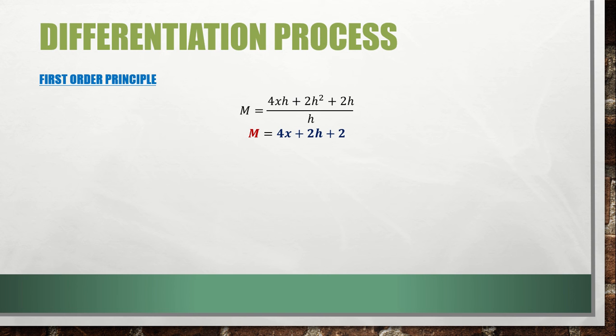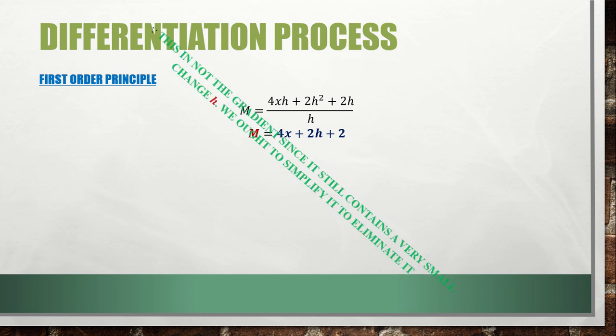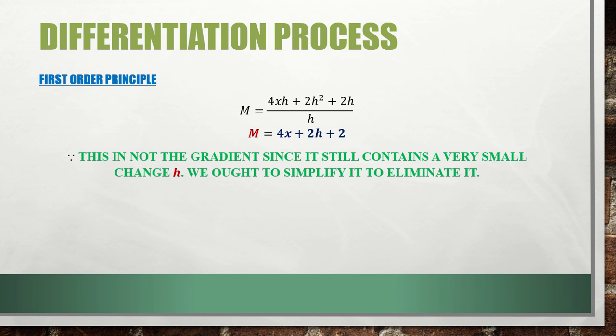If we take a small change in h, as we said, should that small change again reflect in the gradient? I suppose no. Then what do you think should be the answer? Because now I'm remaining with the h. This h should disappear. Take note. This is not the gradient, since it still contains a very small change, h. We ought to simplify it to eliminate it.